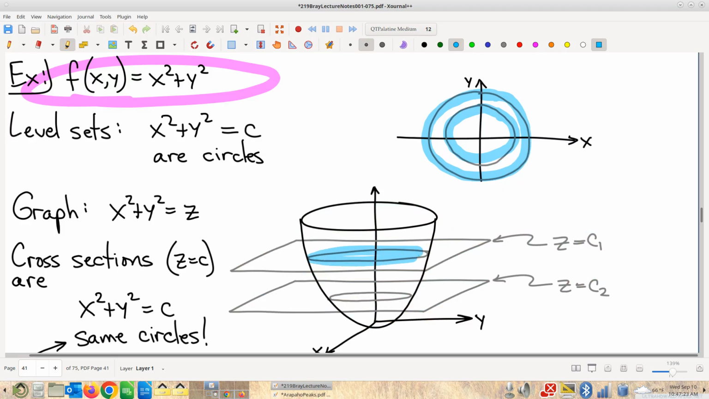So here are the level sets. Here are the horizontal cross sections of the graph. You see what I mean when I say they're the same.